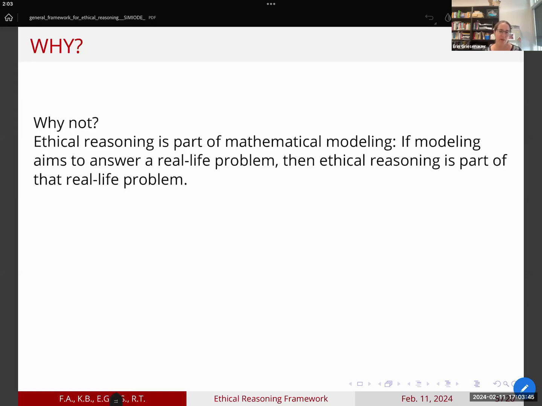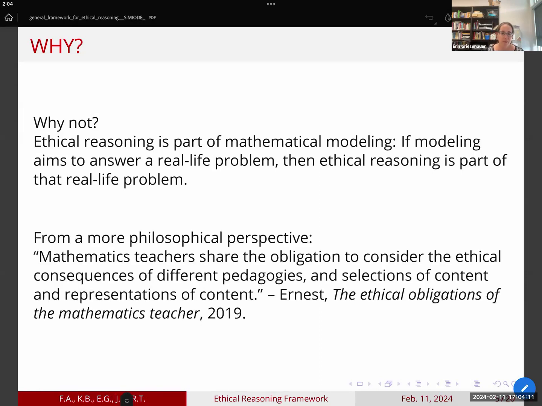Okay, so why do we think that we should be doing this? Maybe as a starting place, a good question is, why not? Ethical reasoning is a fundamental part of mathematical modeling because mathematical models aim to answer real-life problems with real-life consequences. So if we're trying to model something that's happening in real life, we should be considering the context in which it's happening and thinking about that. In fact, we have this quote, and I agree with it, that as mathematics teachers, if we're not considering the ethical reasoning that's inherent in mathematical modeling, we really aren't doing all of our jobs. We're not being ethical math teachers if we don't discuss the ethical components of building a mathematical model.